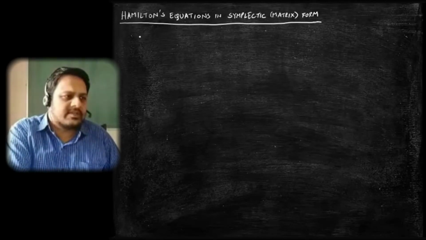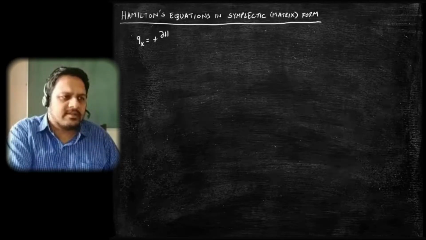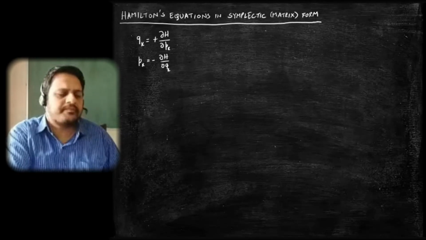What are Hamilton's equations of motion? We know this very well. The equation of motion for the coordinates is: q_k dot equals ∂H/∂p_k, and the equation for the momenta is: p_k dot equals minus ∂H/∂q_k. This we are aware of.